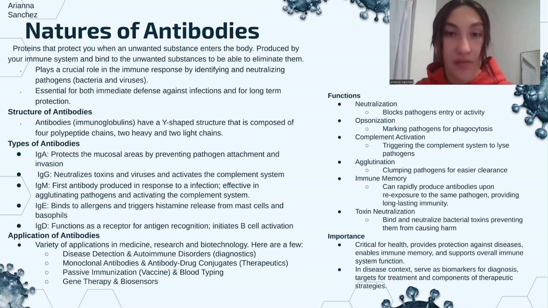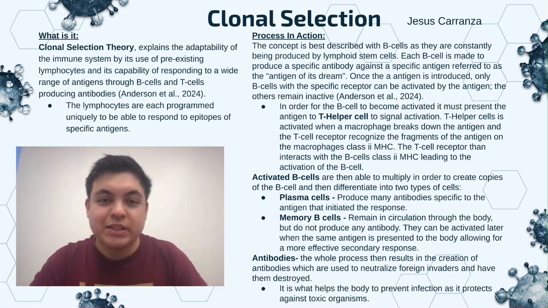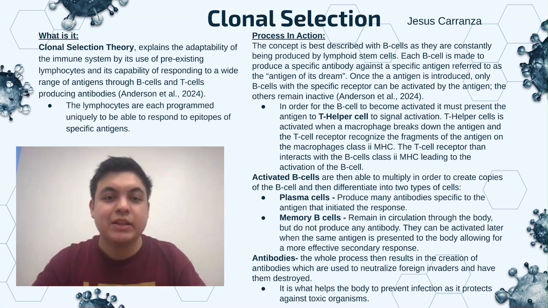There are 5 main types of antibodies, each with a specific function. Antibodies have numerous applications in medicine and research, along with 5 key main functions. Overall, antibodies are essential components of our immune system, playing an important role in our health and protection against diseases that enter. The clonal selection theory explains the adaptability of the immune system by using its pre-existing lymphocytes.